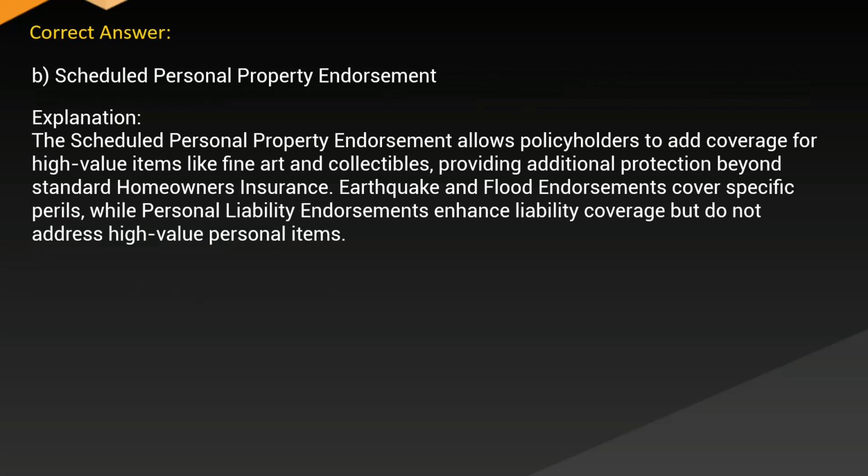Correct answer: B. Scheduled personal property endorsement. Explanation: The scheduled personal property endorsement allows policyholders to add coverage for high-value items like fine art and collectibles, providing additional protection beyond standard homeowners insurance. Earthquake and flood endorsements cover specific perils, while personal liability endorsements enhance liability coverage but do not address high-value personal items.